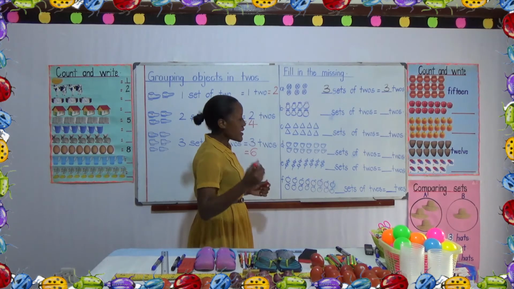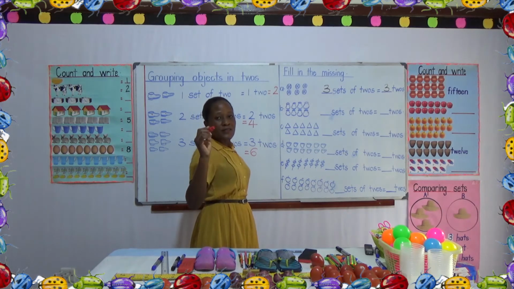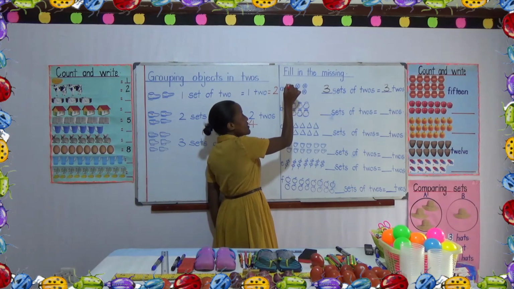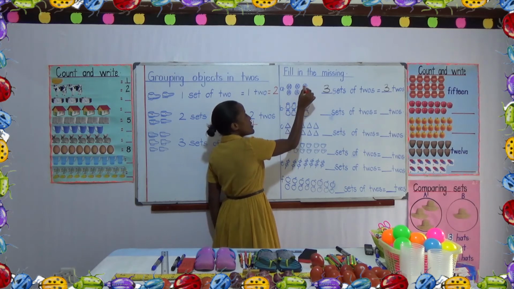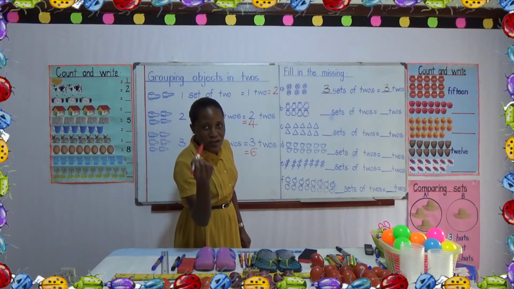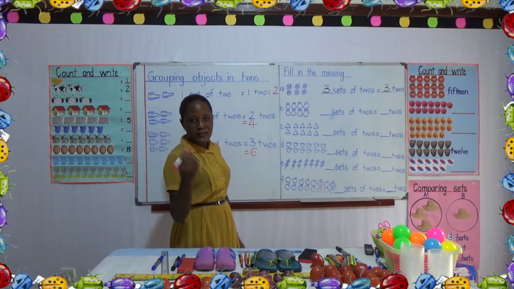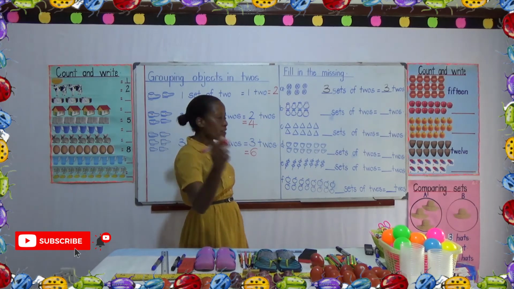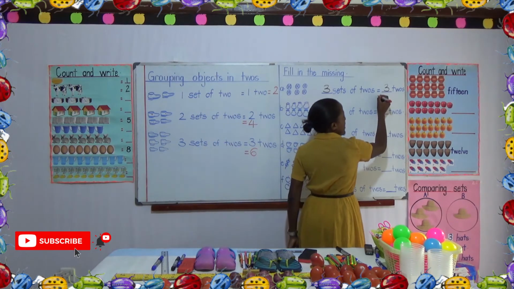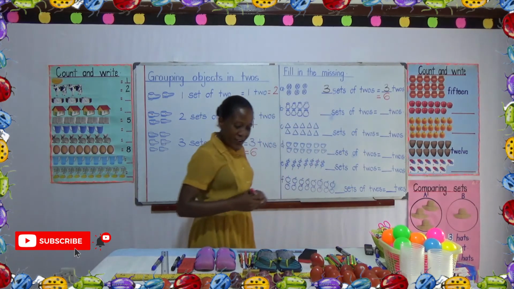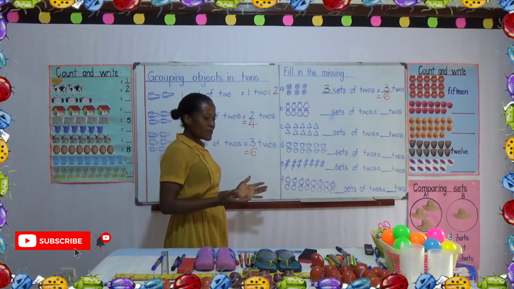Now let's count again the objects that are in all the 3 twos. Let's count together. 1, 2, 3, 4, 5, 6. I have labeled them using this red marker so that you can all see clearly. So we have 6. We have counted 6. So 3 twos give us 6. Very good.